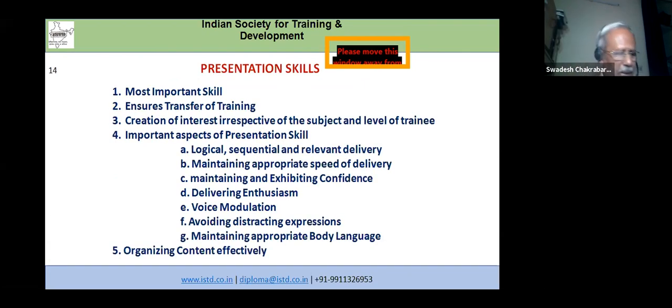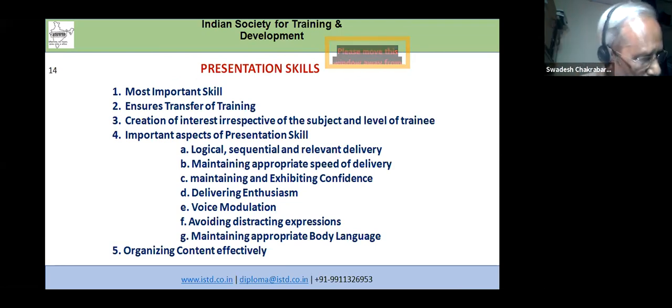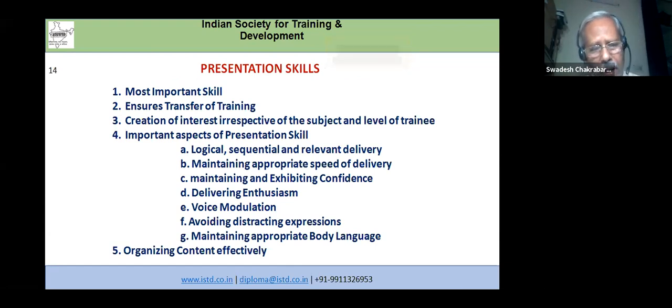The next important part is the presentation skill. The presentation skill is very, very important, the most important skill for a trainer. He should be able to present these things properly. It will ensure the transfer of training. If the presentation is proper, the training will be transferred. The people will be able to accept it, understand it, become involved in it, and the result will come.